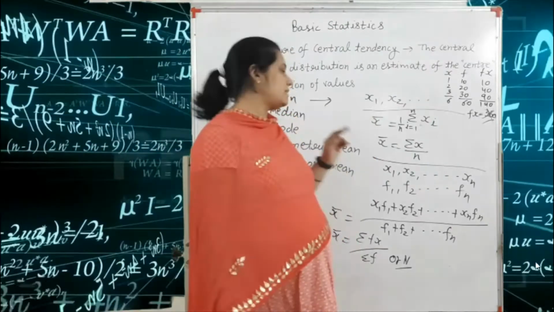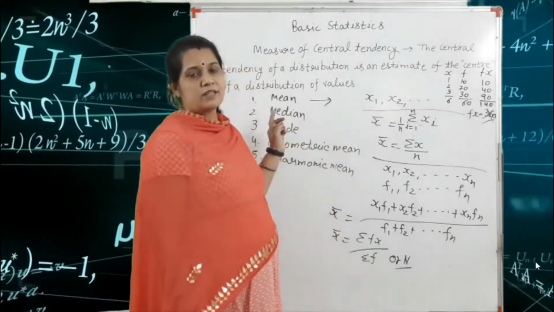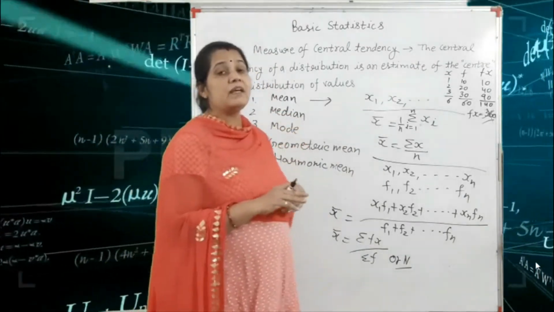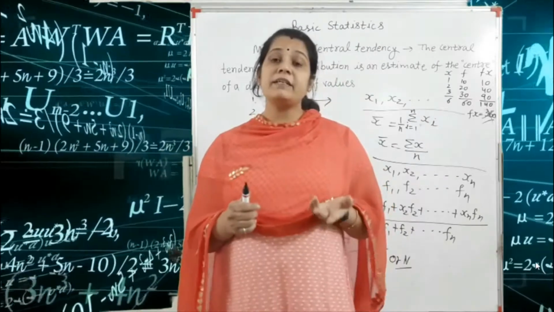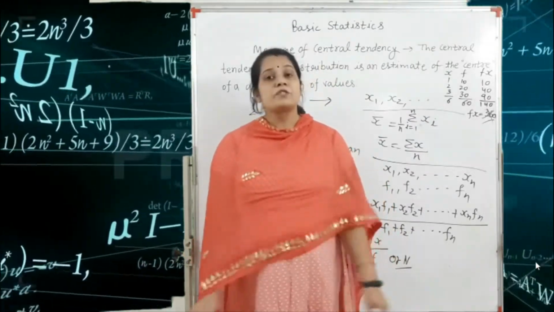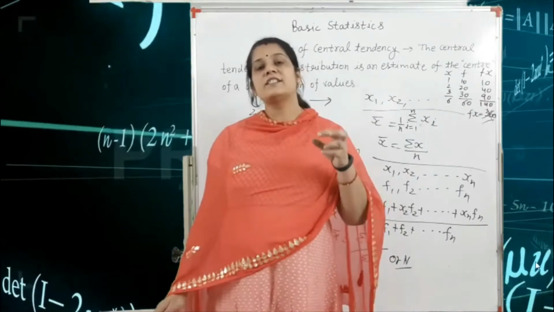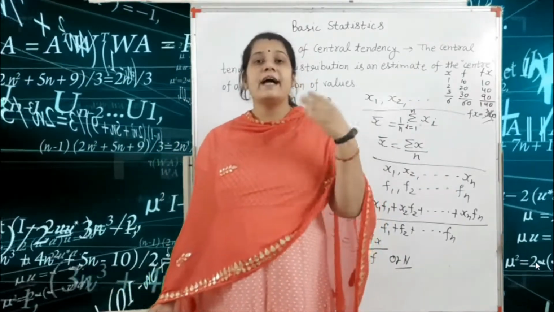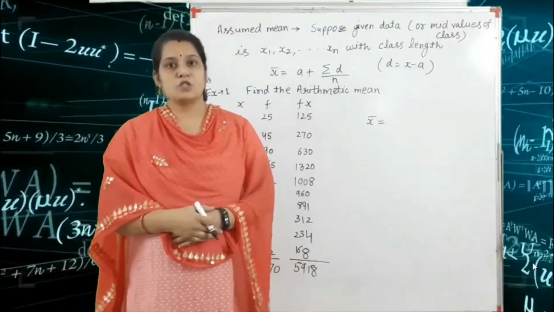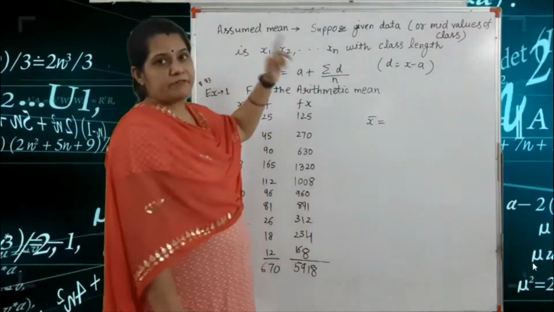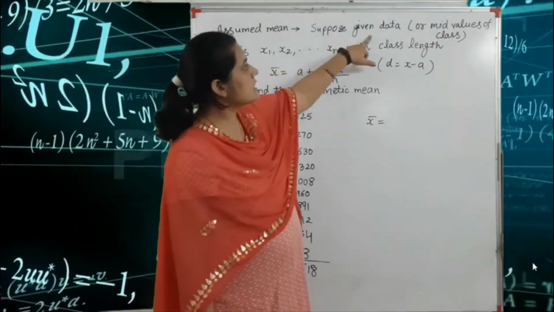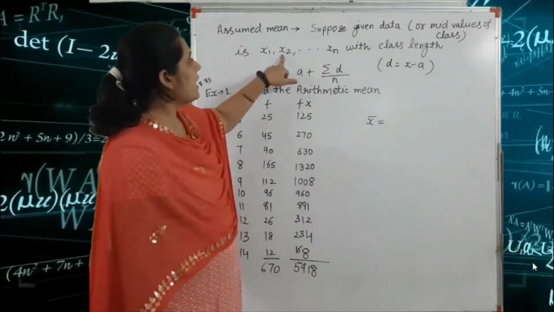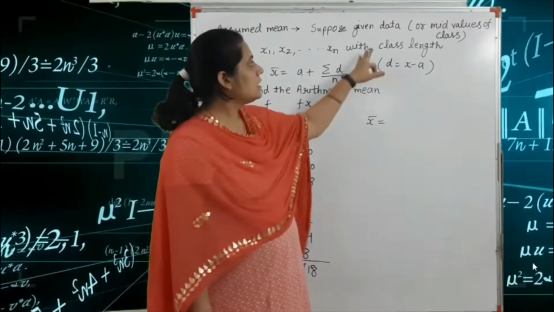Second one is the median. So median, that means what? Before finding the median, first you write here the mean. We have two types of the mean, simple mean and the assumed mean. So in the assumed mean, first we consider one number and we say this is the assumed mean. So the definition of the assumed mean is, suppose given data or mid value of class C is x1, x2 up to xn with class length.